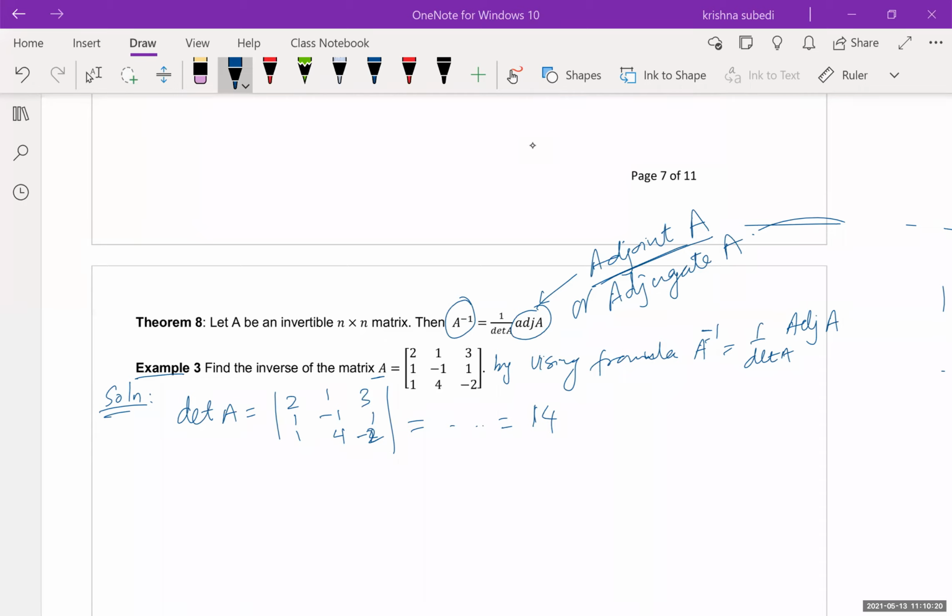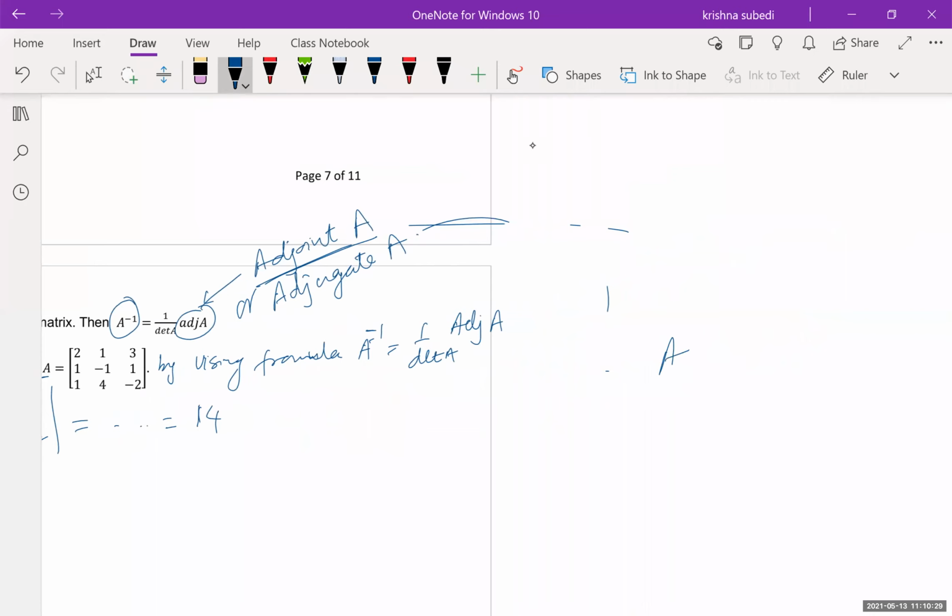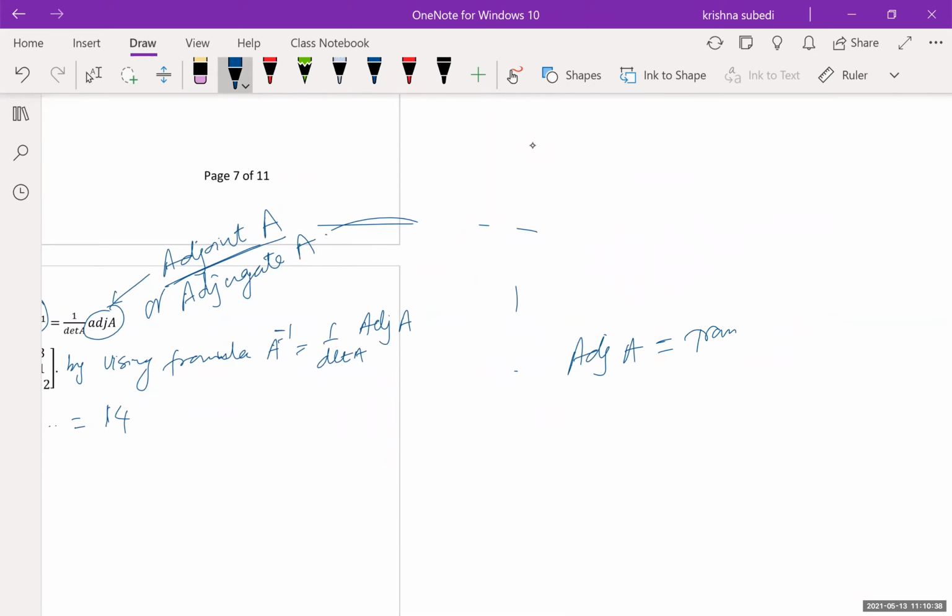In order to find the adjugate, first we'll find the cofactor matrix. By the way, the adjoint matrix of A is actually the transpose of the cofactor matrix, okay?